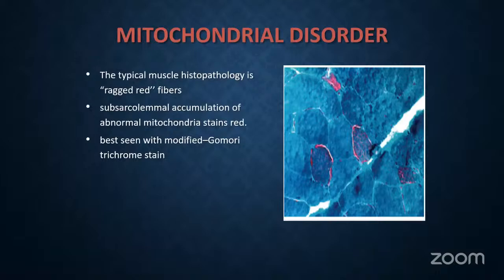This is an example of ragged red fibers, that is subsarcolemmal accumulation of abnormal mitochondria. This is best seen with modified Gomori trichrome stain.